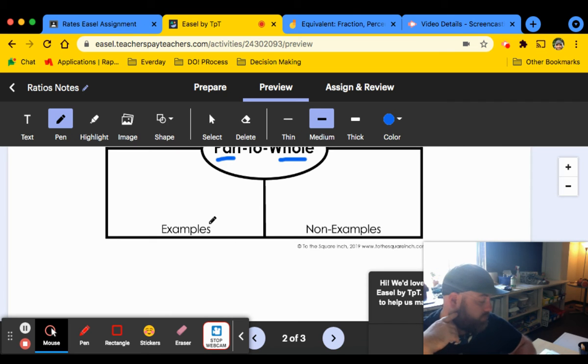So an example of part to whole, this could be a story problem. So let's say there's 4 girls in class, 3 boys in class. What's the ratio of boys to girls? So I'd like you to try to write an example of a part to whole problem. And then a non-example would be maybe part to part or whole to part.